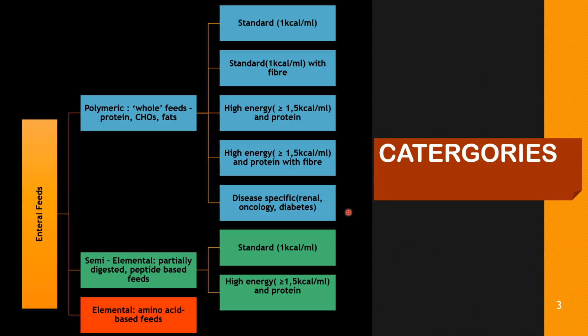And then we have disease-specific feeds. So we like to put it under a different category because it makes it easier for us when choosing feeds. For example, we have a diabetic person, or we have a patient with colon cancer or something like that. So all of your disease-specific feeds, renal, oncology, Crohn's disease, things like that, you can put it under this category. So again, with disease-specific conditions, the feeds might be high in energy, it might be high in protein, things like that. But yeah, we do put it under disease-specific. Then if you look at the semi-elemental categories, again, we have standard, and then we have high energy and protein.